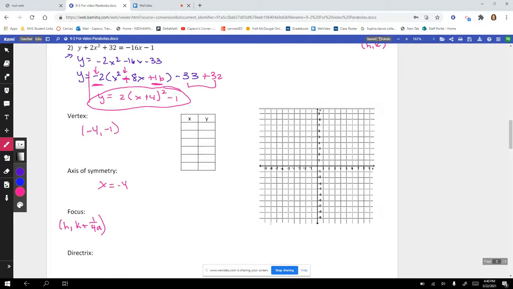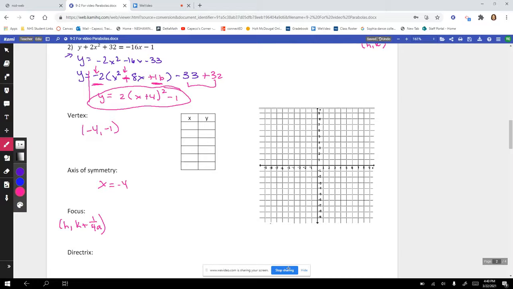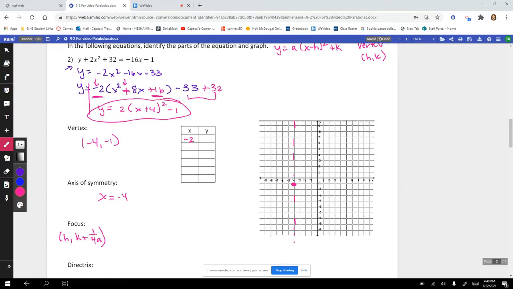So let's kind of see what we have so far. I have negative 4 and negative 1. Negative 4, negative 1 is right here. Okay, so my axis of symmetry is going to go right down the center, so that's where things are going to kind of fold in half. Now, I can pick some points and see where else I need to plot it. Negative 2, and now I'm going to substitute negative 2 right in here. Negative 2 plus 4 gives me positive 2. 2 squared is 4. 4 times 2 is 8.